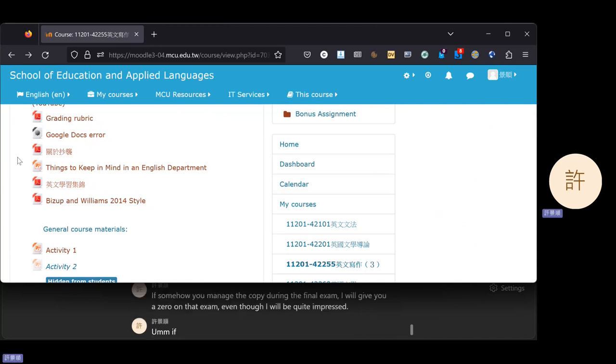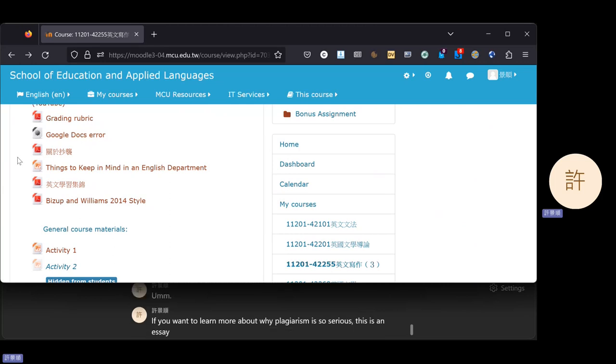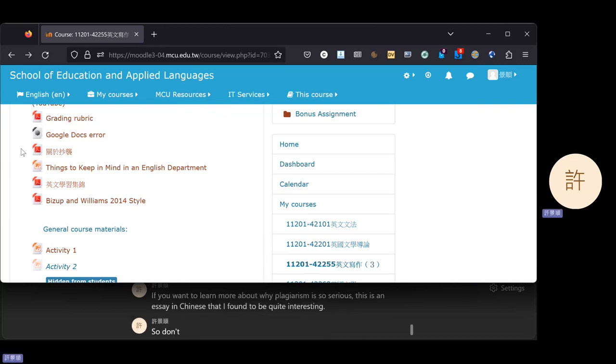If you want to learn more about why plagiarism is so serious, this is an essay in Chinese that I found to be quite interesting. So don't copy and pretend that it's yours.